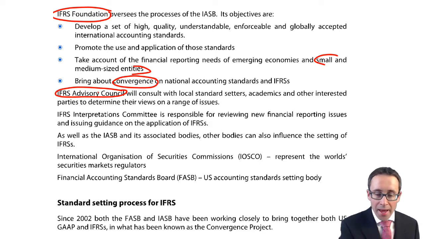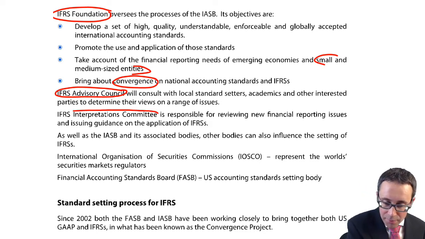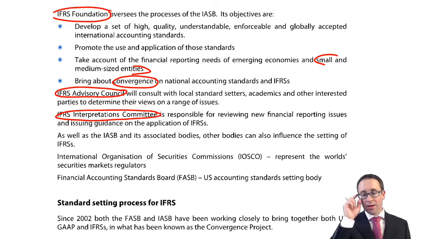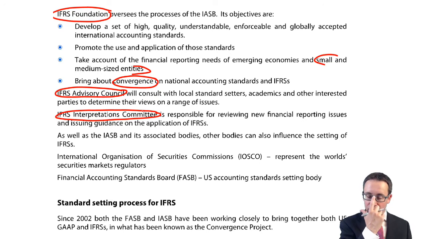Okay. And then you have the IFRS Interpretations Committee. They are responsible for reviewing new reporting issues. So whatever has been raised by the Advisory Council, the Interpretations Committee will review it to see what the issue is. And then they will also issue guidance on the application of the IFRSs. Like we said before, new standard, new rules, people need advice on how to account for it. Okay. There's just a couple of other bits and pieces which may be thrown in.